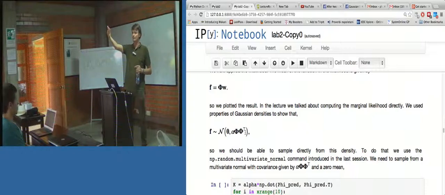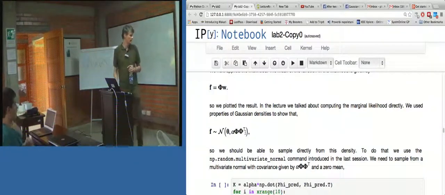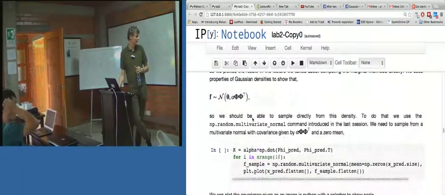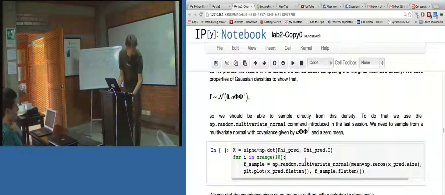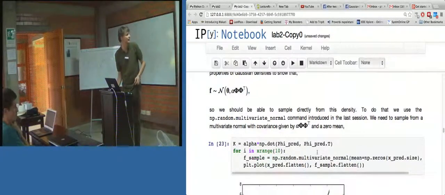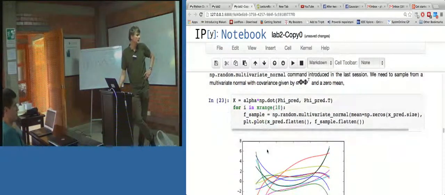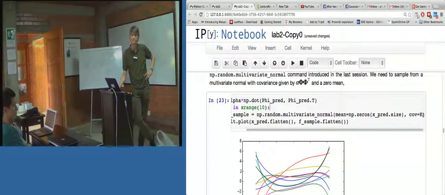Right? So rather than sampling W, if everything we say is true, and some of the exercises early in the lab are about showing that that's true for simple cases, you can go back and look at those. And what we're doing down here, and I guess the worry is that I'll press return and I won't have the right stuff loaded in, but let's see, is exactly that. So now K is alpha times phi pred transpose here. And then F sample is a sample from a multivariate normal with zero mean and a covariance equal to K.